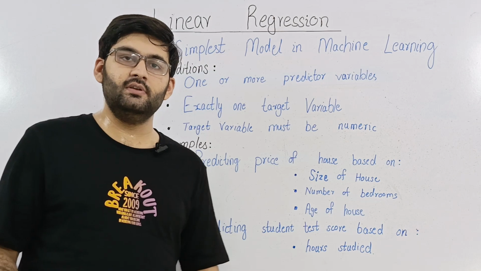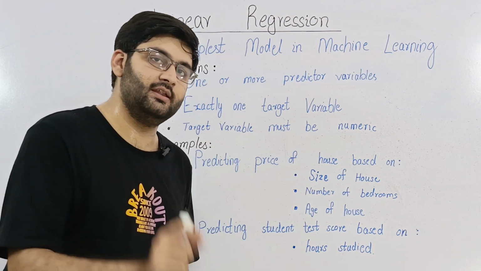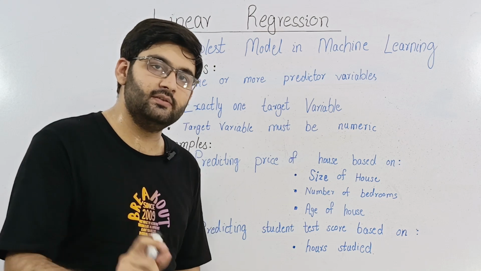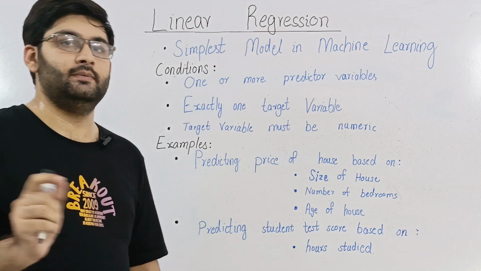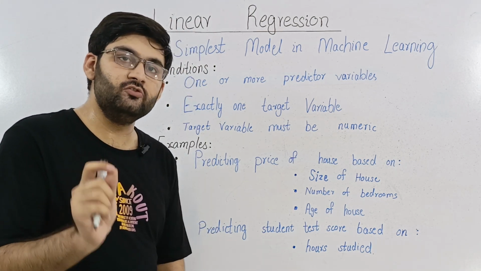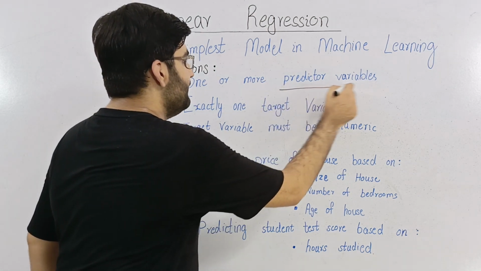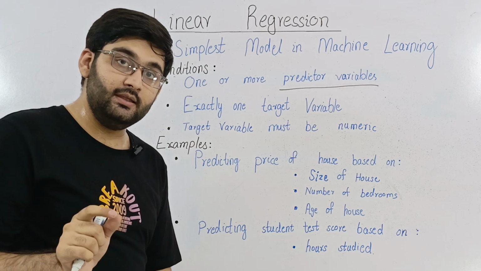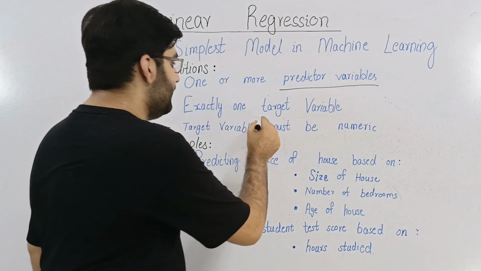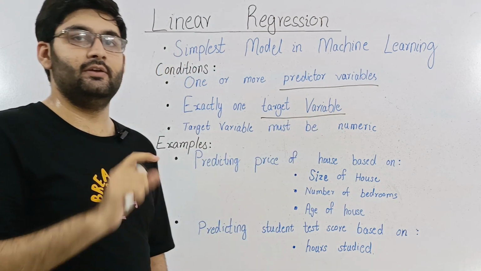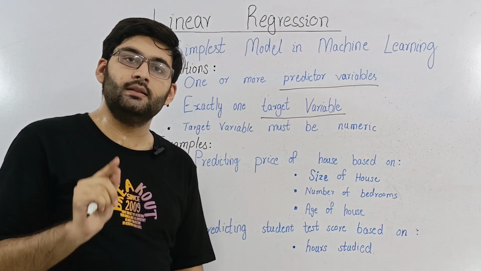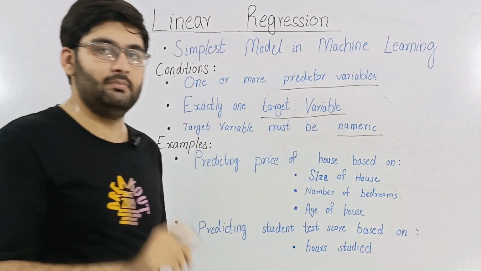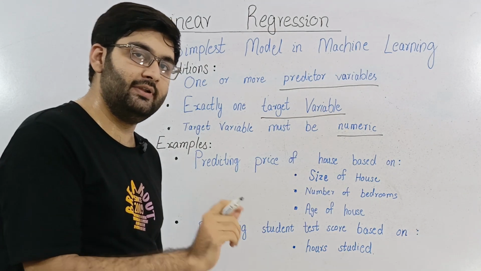So linear regression is the simplest model in machine learning. To apply linear regression, our dataset must meet three conditions. Number one, there must be at least one predictor variable in the dataset. Second, there must be exactly one target variable in the dataset. Number three, the target variable must be a numeric variable and not a categorical variable.